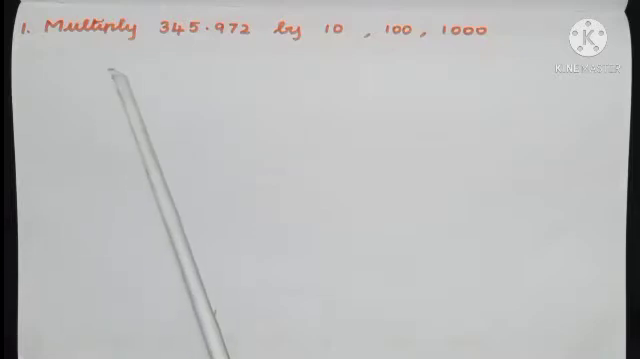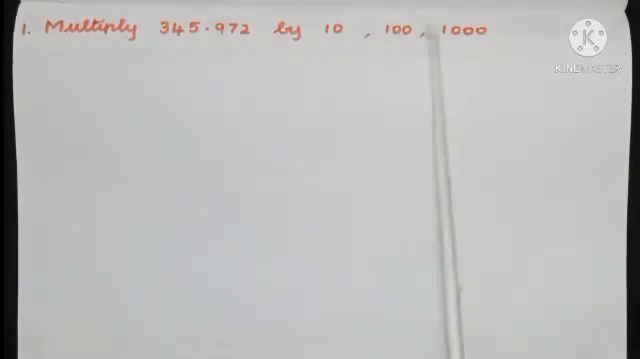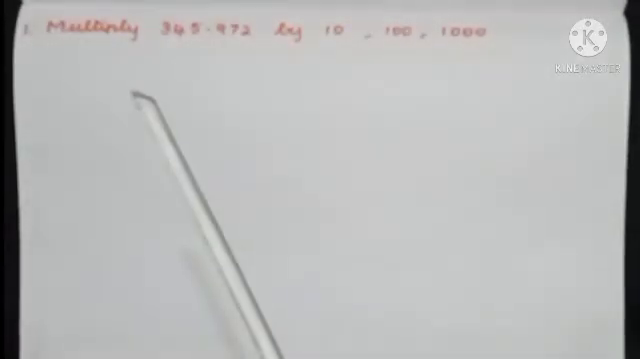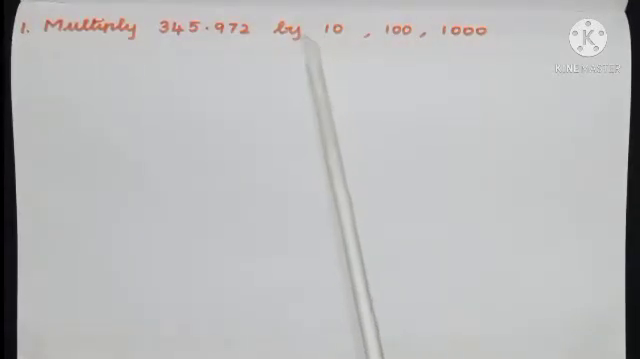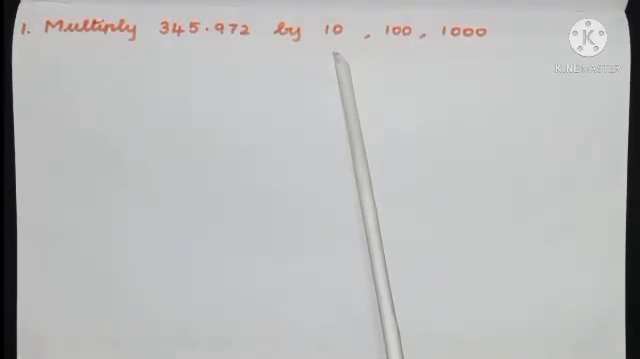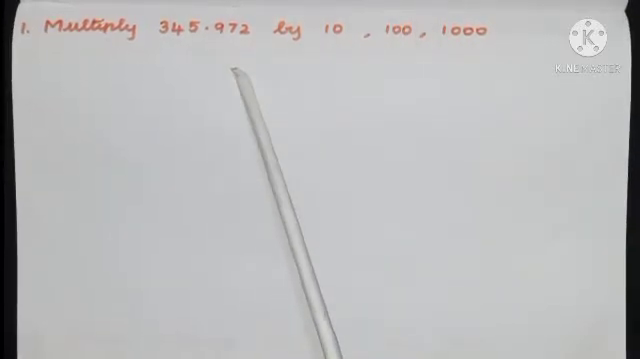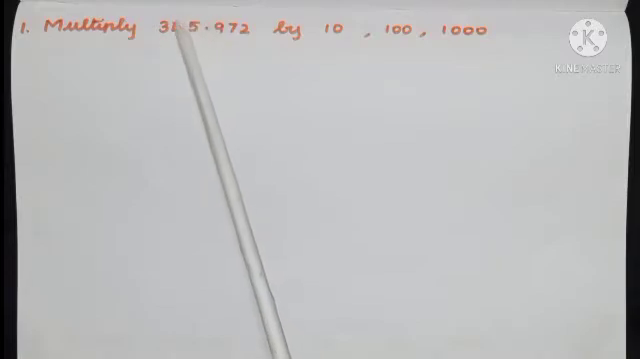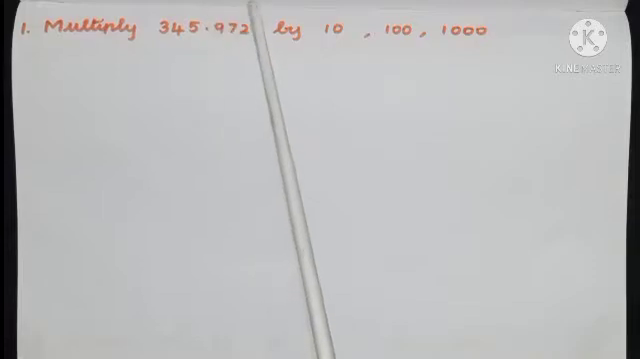Students, before we study conversion of metric units, we should learn about the decimal point position when multiplying or dividing a decimal number by the powers of 10. When a decimal number is multiplied by 10, 100 and 1000, we move the decimal point 1, 2, 3 places to the right. We have to move the decimal point towards the right.